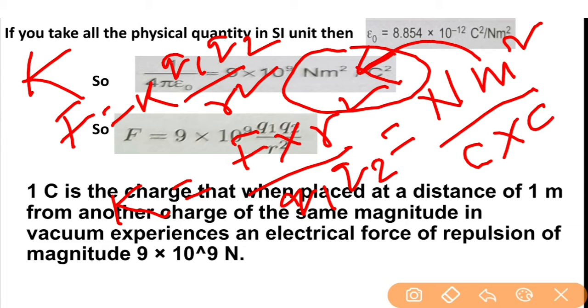Here the CGS unit of force is dyne, and the CGS unit of length R is centimeter, so centimeter square. So the unit is dyne centimeter square by ESU square, or stat coulomb square. That's the unit of K. Later we will talk about the unit of K in the CGS system.